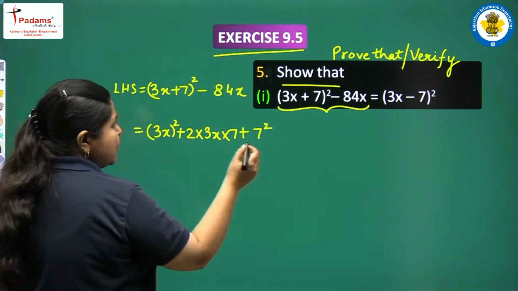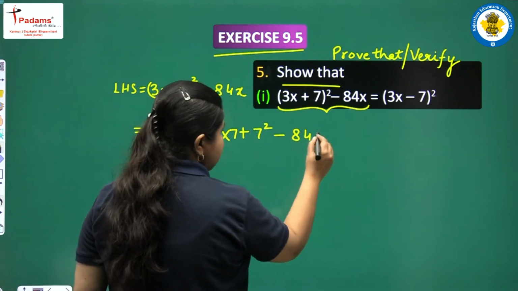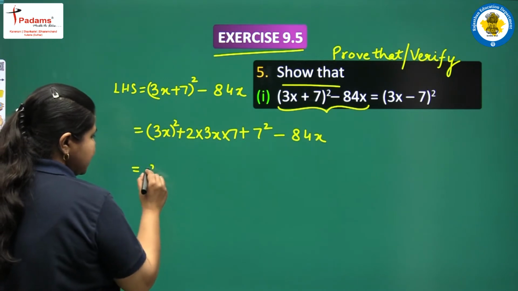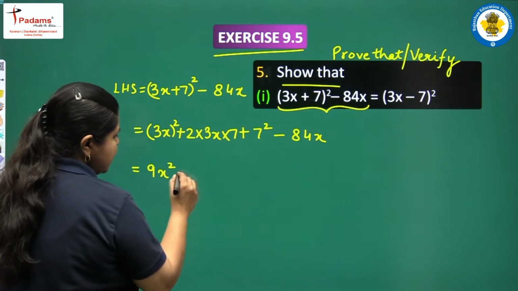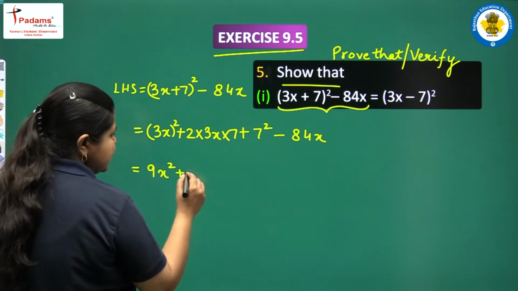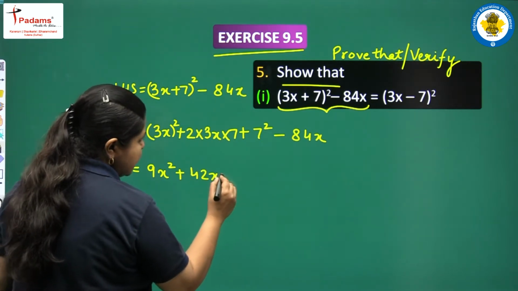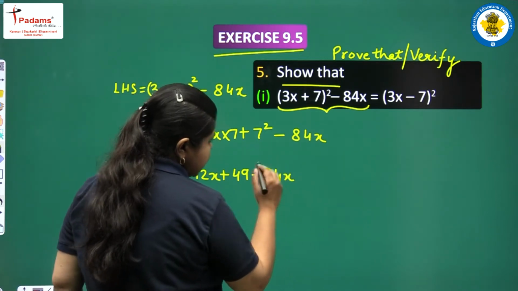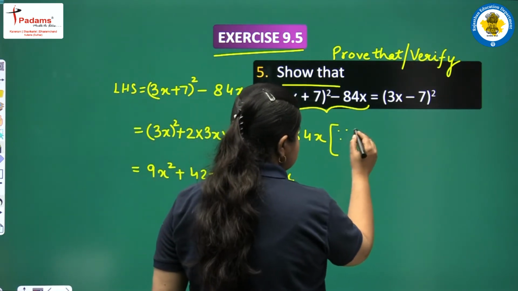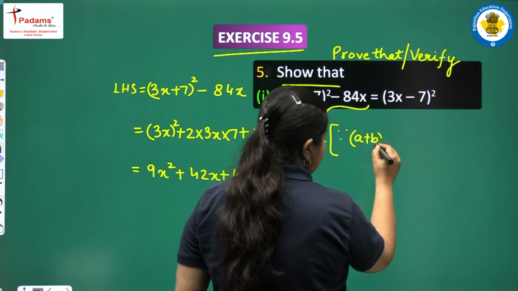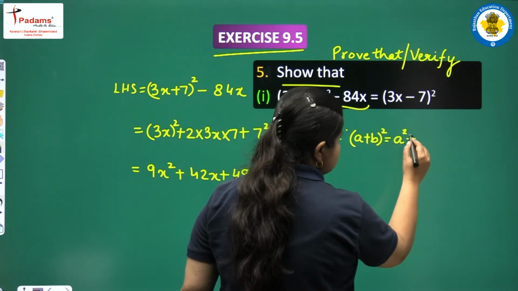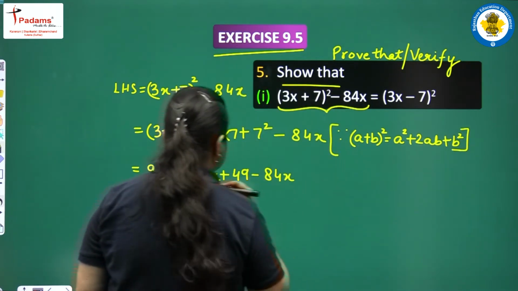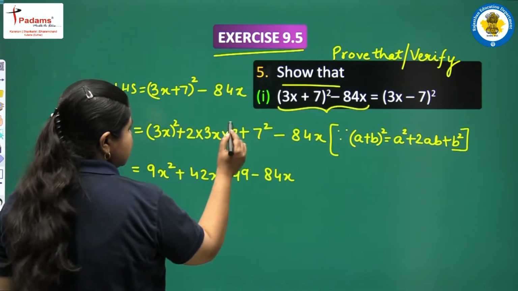ठीक है, and now you can write here minus 84x from the question. Now simplify 3x whole square, 3 square is 9, and then x square plus here 3 2s are 6 into 7 it's 42x plus 7 square is 49 minus 84x. Here you can mention the identity that you are using, a plus b whole square, it is equal to a square plus 2ab plus b square. ये आइडेंटिटी जो आपने अप्लाई की है उसको यहाँ पर हम मेंशन कर सकते हैं.